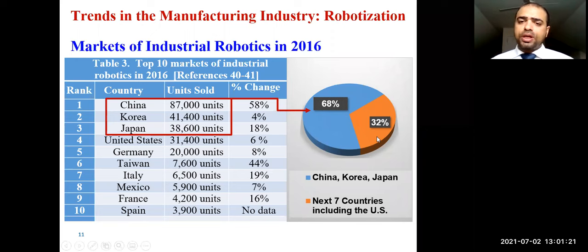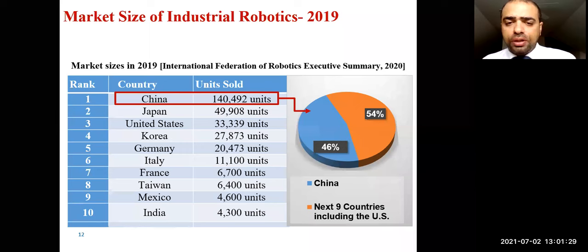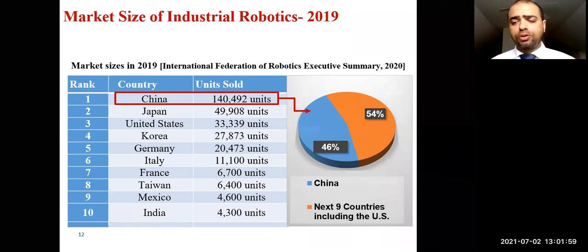Now let's look at the data for 2019. Of course, still in East Asia, there's a strong demand. China, for example, alone dominates 46% of the top 10 market, 46%. So what that tells us is that right now, there is a robotics revolution taking place in East Asia. Sooner or later, this revolution is going to spill over to the US. So there's going to be a significant demand for personnel who are trained to handle robotics, particularly intelligent industrial robotics, collaborative robots.